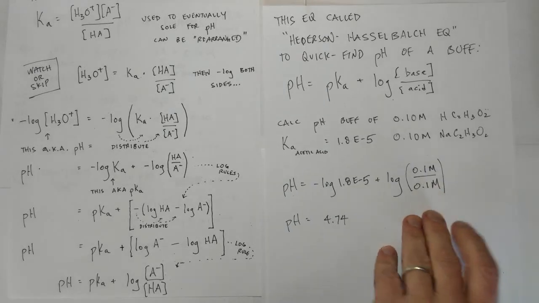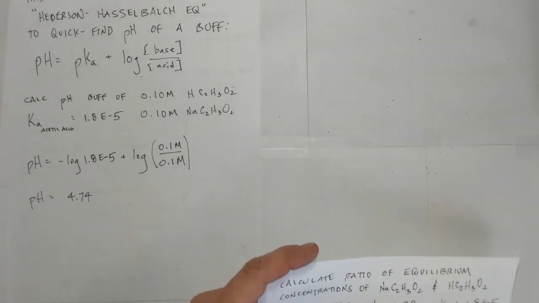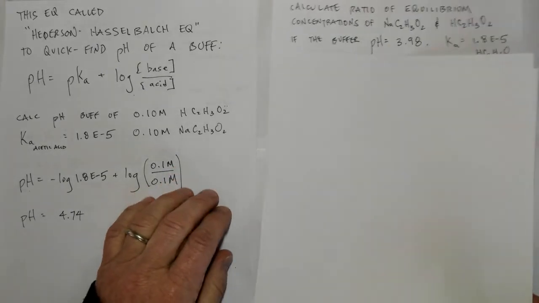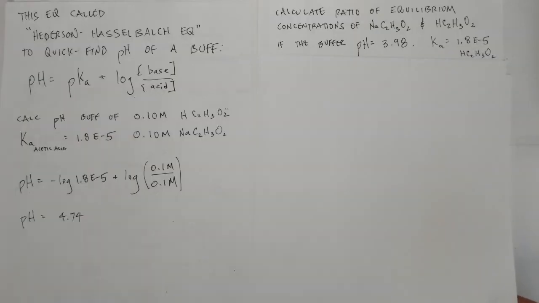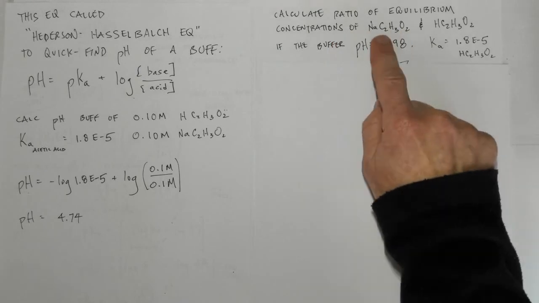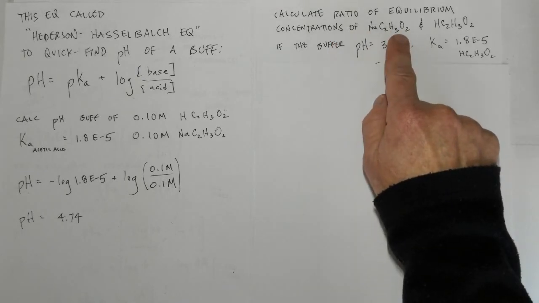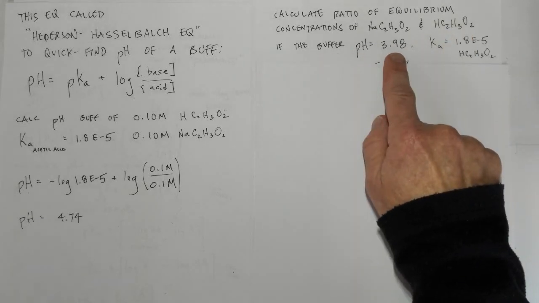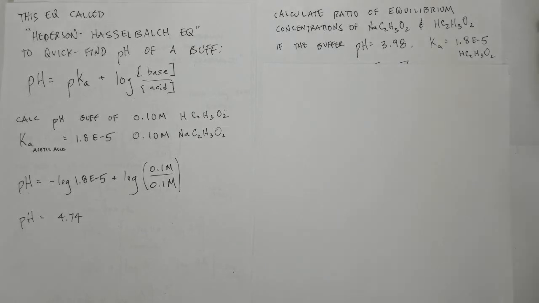So the Henderson-Hasselbalch equation is also really helpful in determining ratios of weak acid to conjugate base amounts to help make buffer solutions. And so here's my last sample problem during this video. This one says, calculate the ratio of equilibrium concentrations of the weak base right here and its acid if the buffer has a solution pH of 3.98 and its Ka is 1.8 times 10 to the negative fifth, which we saw over here already.